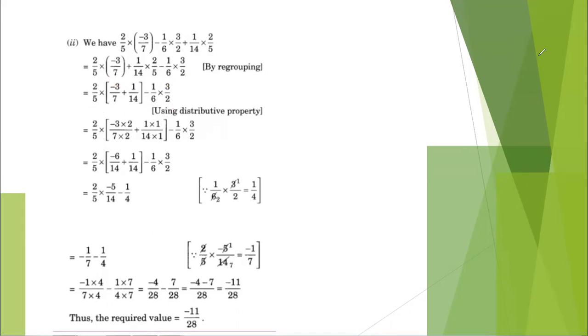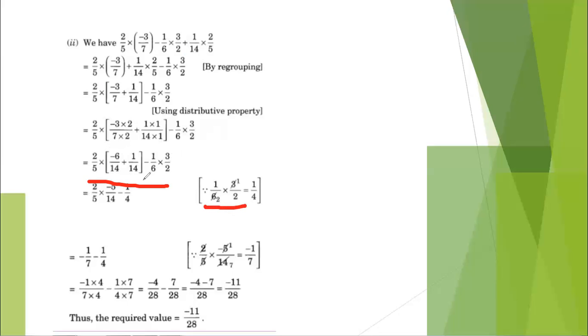Now, how do we go further? By taking the LCM and opening the brackets. So what's the LCM of 7 and 14? 14. 7 2s are 14 and minus 3 into 2 gives us minus 6. As you can observe in this step, we can do a lot. Not only simplifying these brackets, but also we have a cancellation here, as you can see, which is explained here.